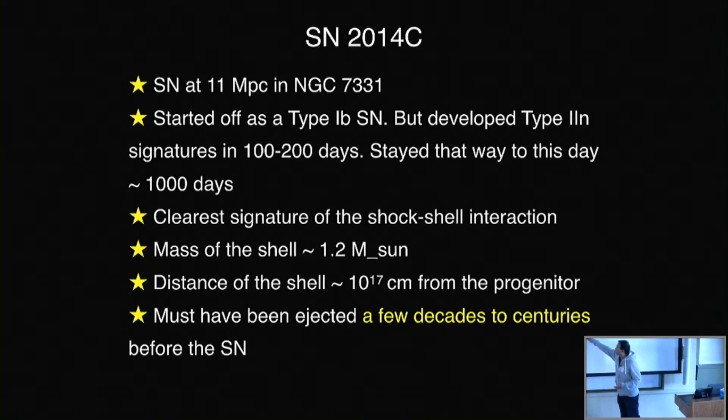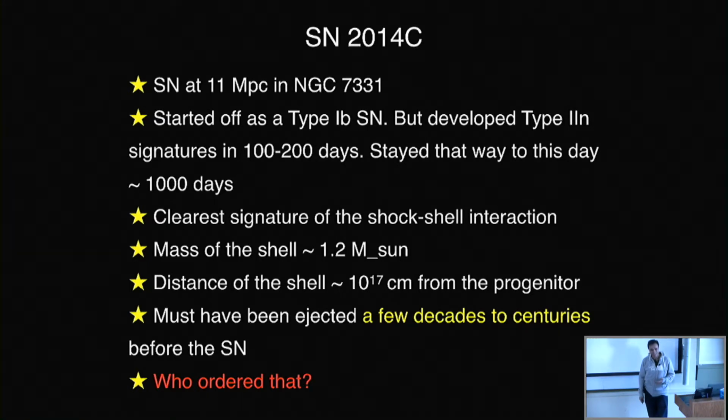It is sitting at 10 to the power 17 centimeters, so it's pretty close to the star. But you can translate this into how many years before the star exploded. It turns out to be about a few decades to centuries before the star exploded. And then the question is, who ordered that? How did that happen? So how did the star manage to expel its envelope within a century before its explosion?